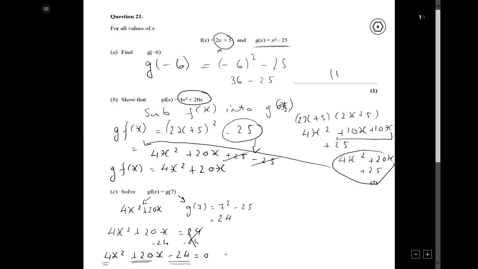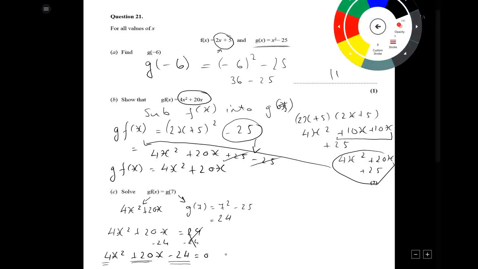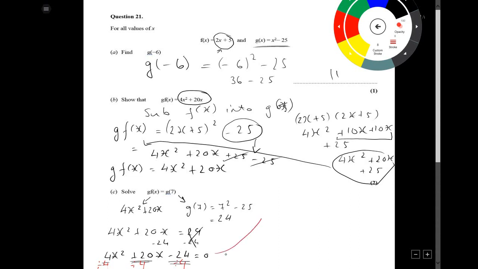So I'm going to do that in red. So divide by 4, divide by 4, divide by 4. Okay, so I'm going to follow on here. 4x squared divided by 4 is x squared. 20x divided by 4 is 5x. And 24 divided by 4 is 6, and I copy the minus. And that's still equal to 0. Great, so that's slightly easier to work with.